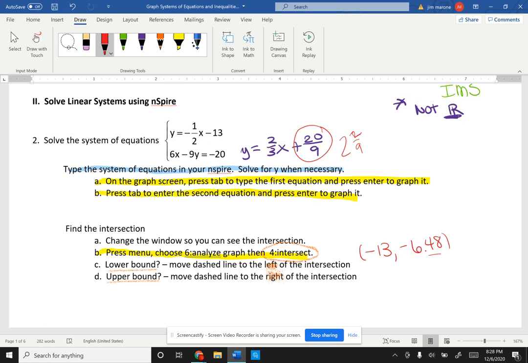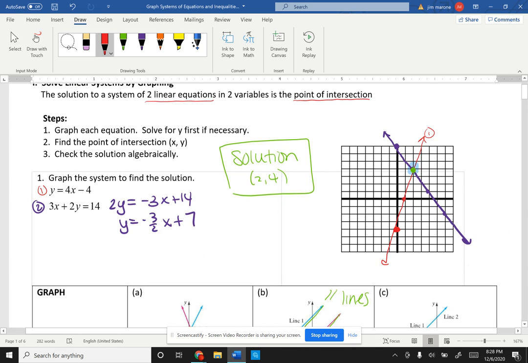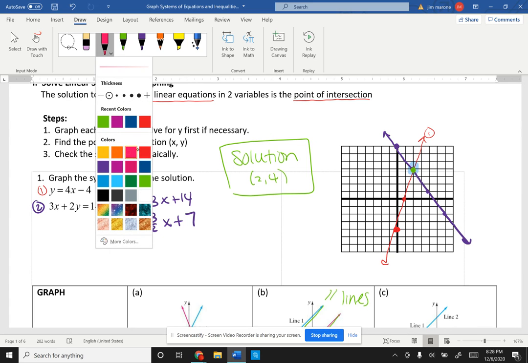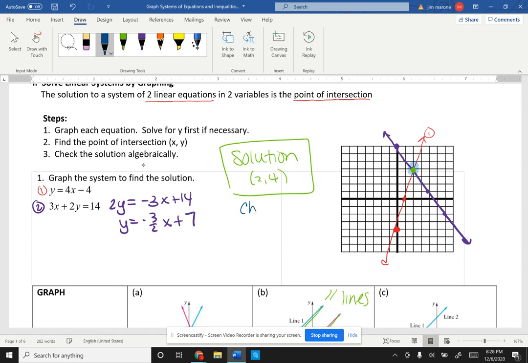For your quizzes and tests, you are going to have to show work, but you can always, at the end of it, check your solution. So there's 2 different ways we can check it, either by graphing, or if we want to check the solution, let's get blue. We know that x is 2 and y is 4 from that graph.